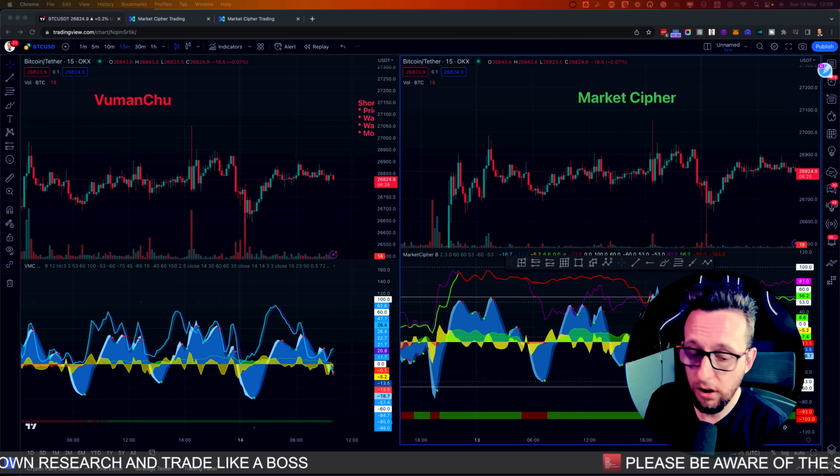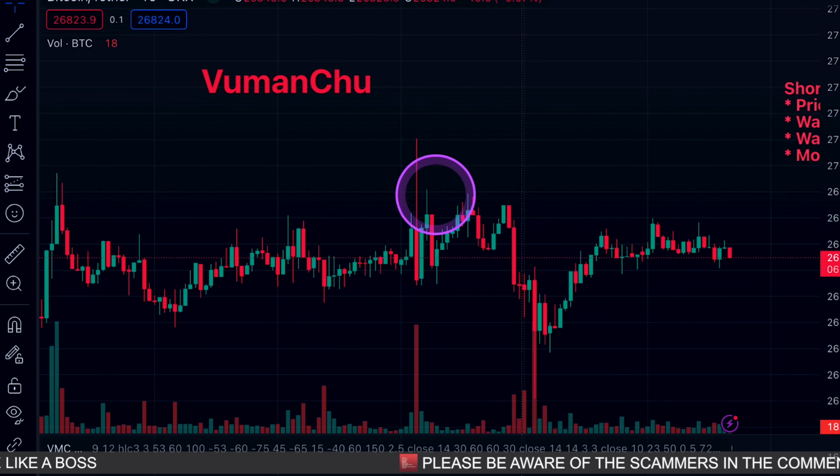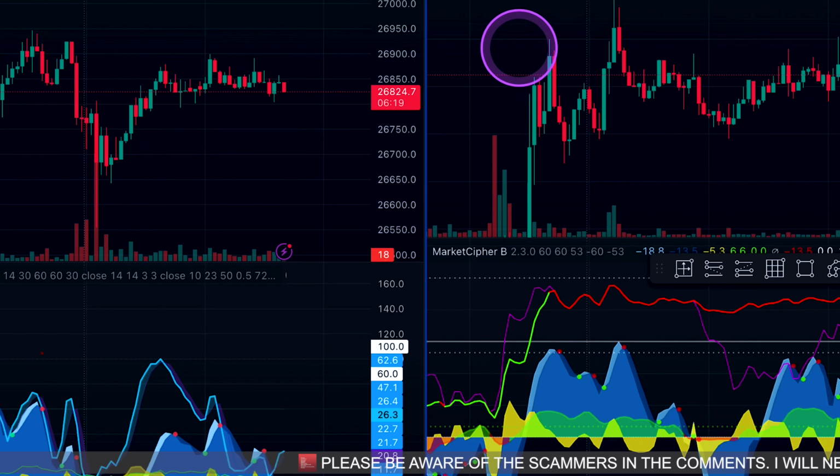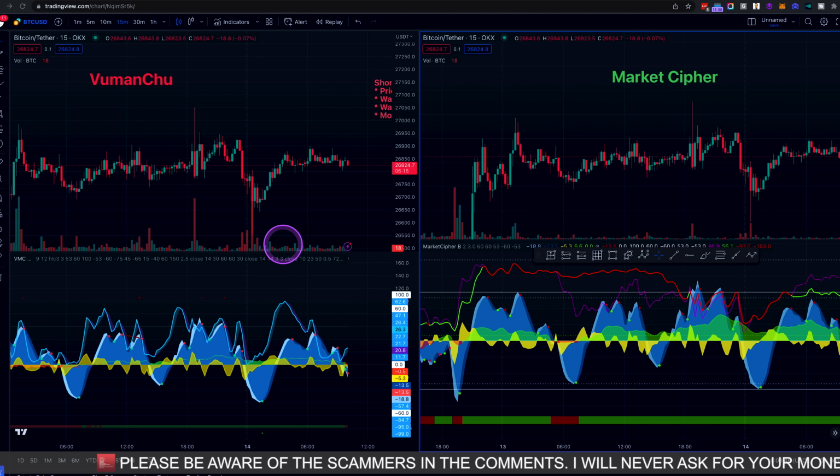Okay, let's get back to TradingView and have a look at these two indicators. Okay, so here we are on the screen. I'm going to remove myself off the screen here so you can see the two indicators. On the left-hand side, we have Vumanchu, and then on the right side, we have Market Cipher B. As you can see, they both look very, very similar.